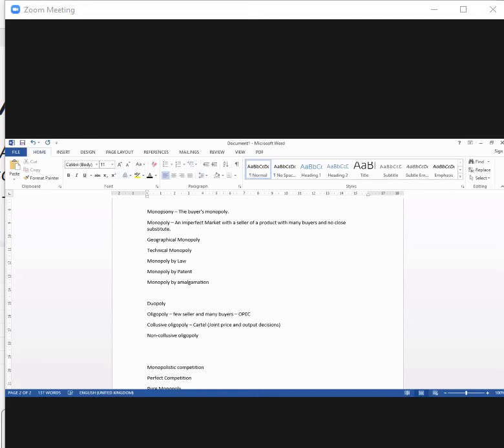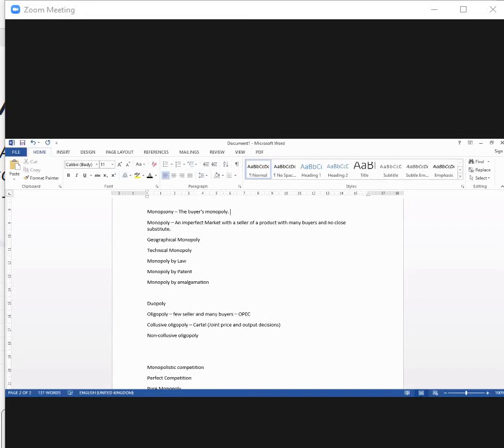Now, when an oligopoly is non-collusive, it means they don't come together. They don't function like a cartel or a price ring. Everyone functions independently. That means a certain degree of competition is allowed, because they don't jointly determine price or output. Rather, everybody functions on their own. In that case, the oligopoly is said to be non-collusive.